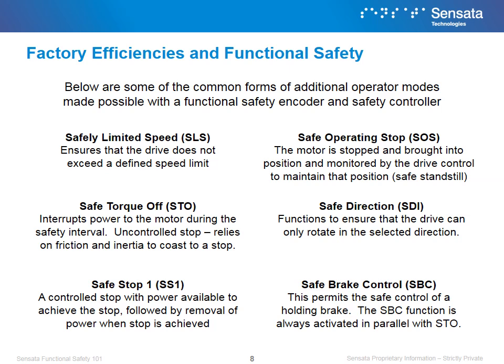employees. Safely limited speed ensures that the drive does not exceed a defined speed limit. Safe torque off interrupts power to the motor during the safety interval. This is the opposite of an uncontrolled stop, which relies on friction and inertia to coast to a stop. Safe stop 1 is a controlled stop with power available to achieve the stop, followed by removal of power when the stop is achieved. Safe operating stop is when the motor is stopped and brought into a position and monitored by the drive control to maintain that position, a safe standstill.